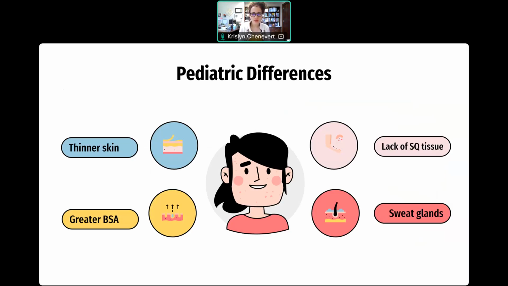Thirdly, they have a lack of sub-Q tissue, which we've talked about already. So this also makes thermoregulation a problem. They don't have that really great layer of insulation like you and I do. So they're going to get colder easier. This also places them at risk for hypoglycemia.